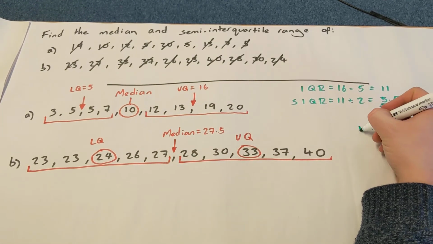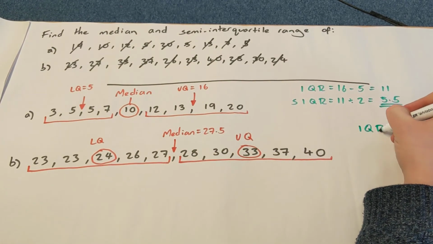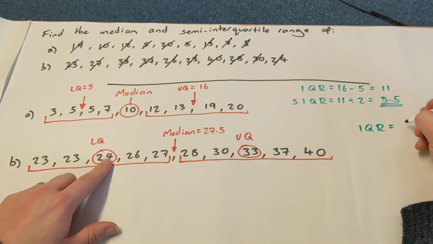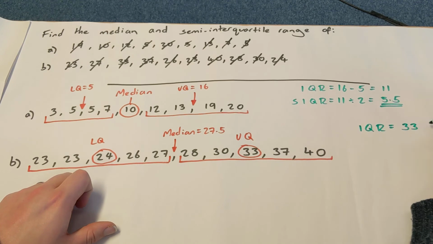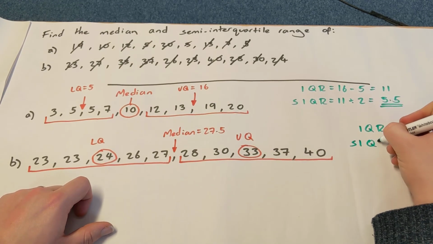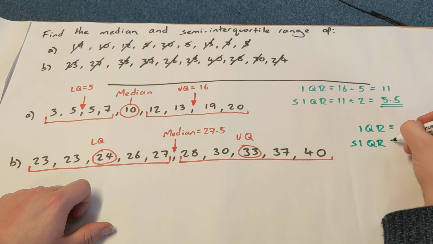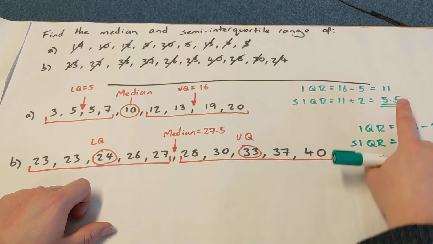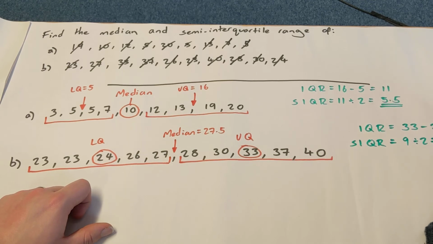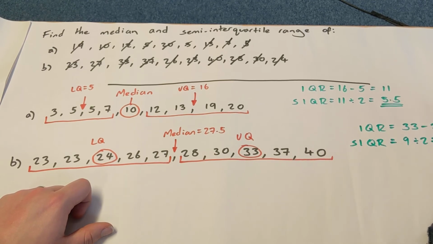So then to work out our interquartile range, that's the difference between the quartiles, between 33 and 24. So 33 take away 24 equals 9. And then our semi-interquartile range, well, that's just half of that. So that's 9 divided by 2 equals 4.5.